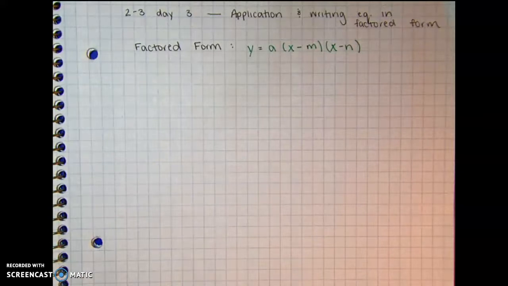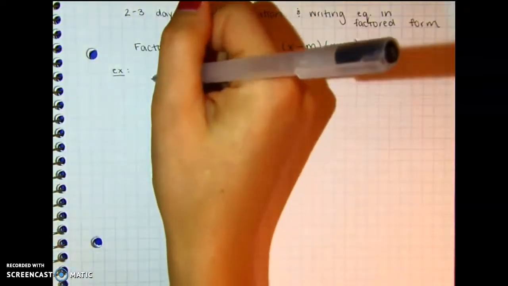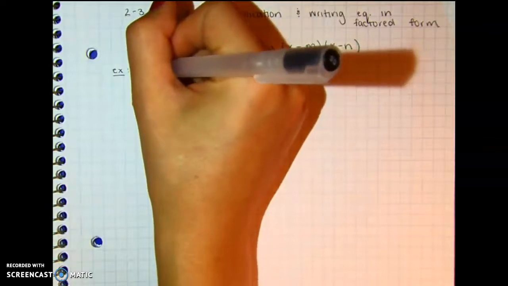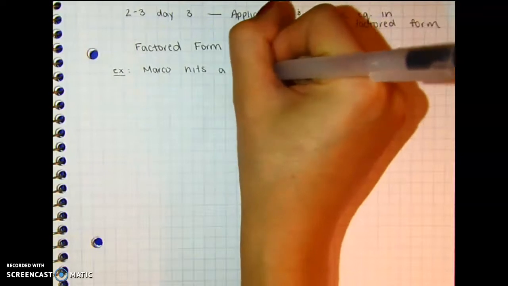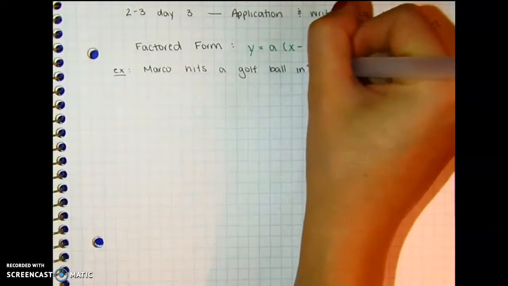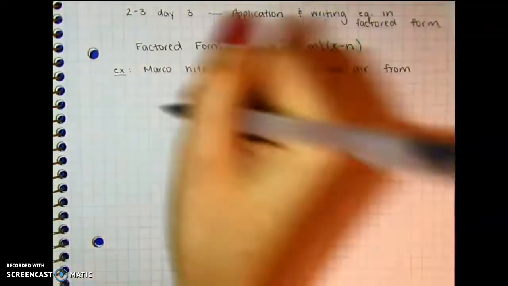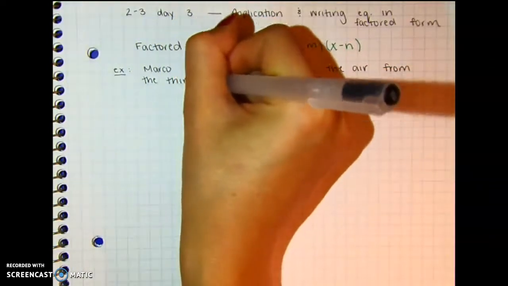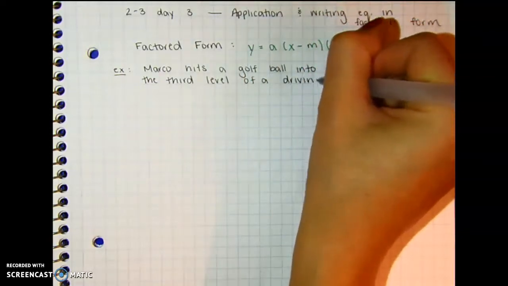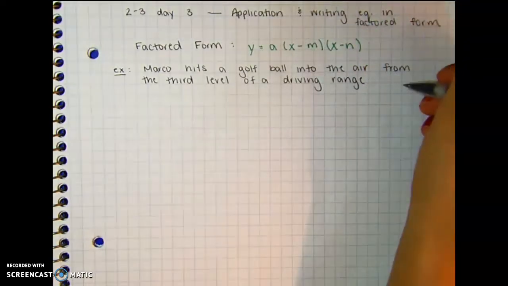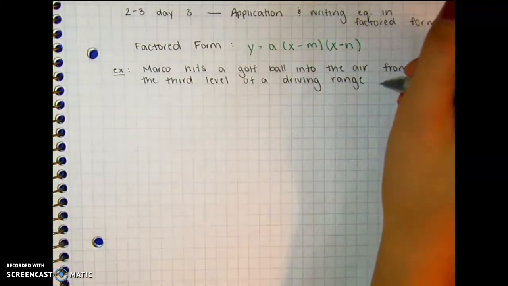So let's do a word problem. Marco hits a golf ball into the air from the third level of a driving range that is 48 feet high.